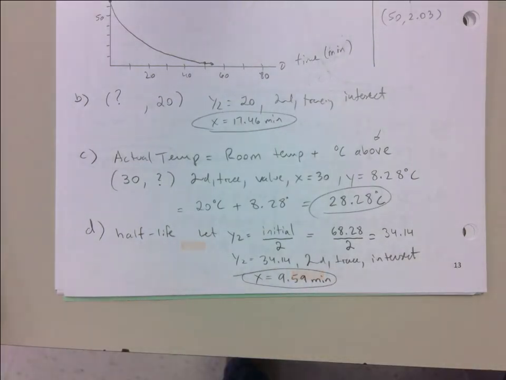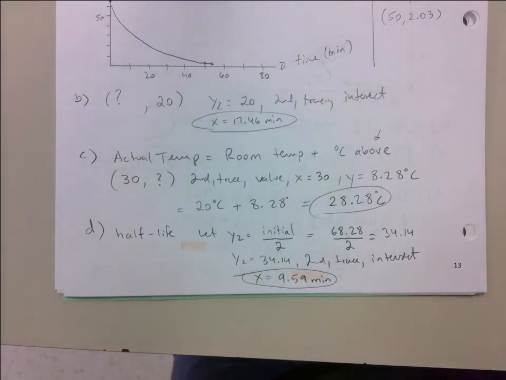So after 9.59 minutes, your drink is going to go to half of what it was before, every time. That's why it cools off so fast when you leave it out and you don't drink it right away, your coffee or whatever, because it's exponential. It's like an exponential effect, in this case, decreasing.